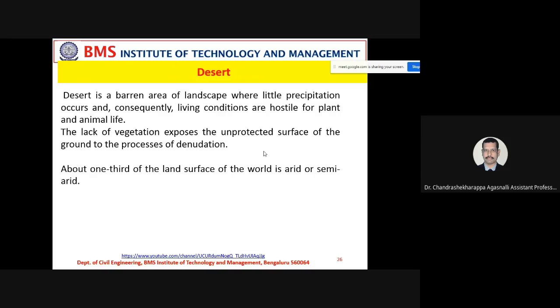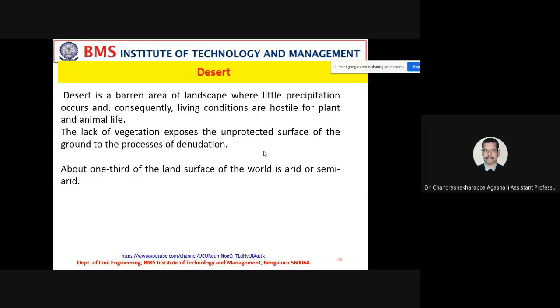And let's come to the desert. This is another part of an ecosystem on the earth. Desert is a barren land. Nothing is there. You can't grow anything there. A desert is a barren area of landscape where little precipitation occurs. Precipitation is nothing but rainfall. It is very little rainfall.